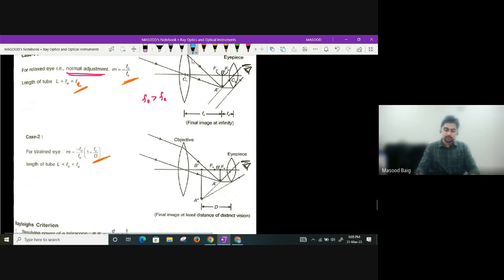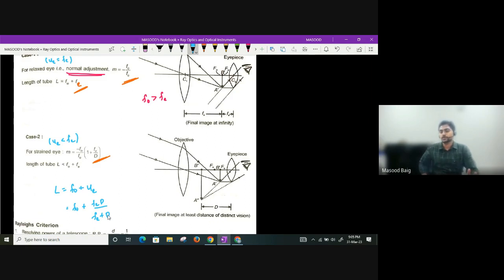And here the length of the tube will basically be given as f naught plus ue. Again, in strained eye, what is the object distance from the eyepiece? Less than the focal length of the eyepiece. In relaxed eye, the object distance from the eyepiece will be equal to the focal length of the eyepiece, guys. Clear, all of you? Understood, everyone? Again, I can write ue value as fe into d divided by fe plus d.